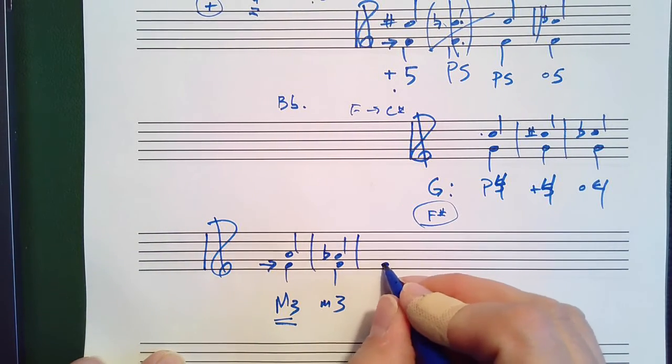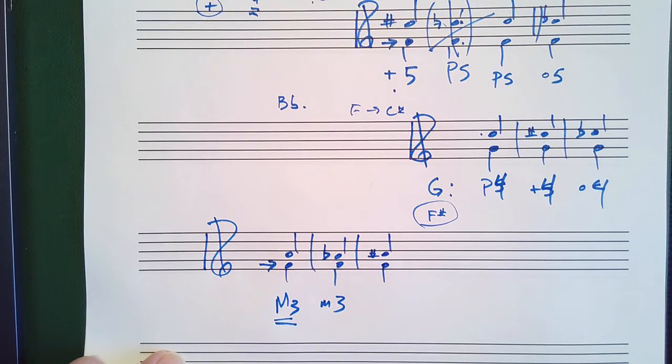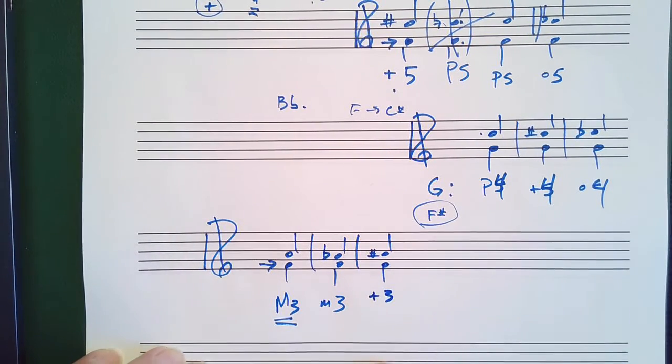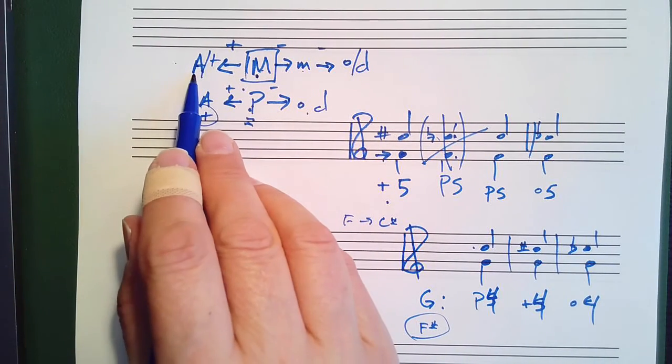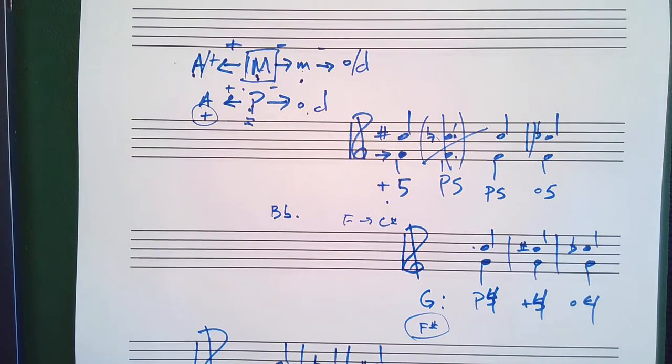If I had F to A sharp, you could think that F to A is a major third because A is the third note of the F scale. By adding a sharp, it becomes a half step larger. Therefore, this is an augmented third. And again, looking up here, major, if you make it larger, becomes augmented. If you make it smaller, it becomes minor.